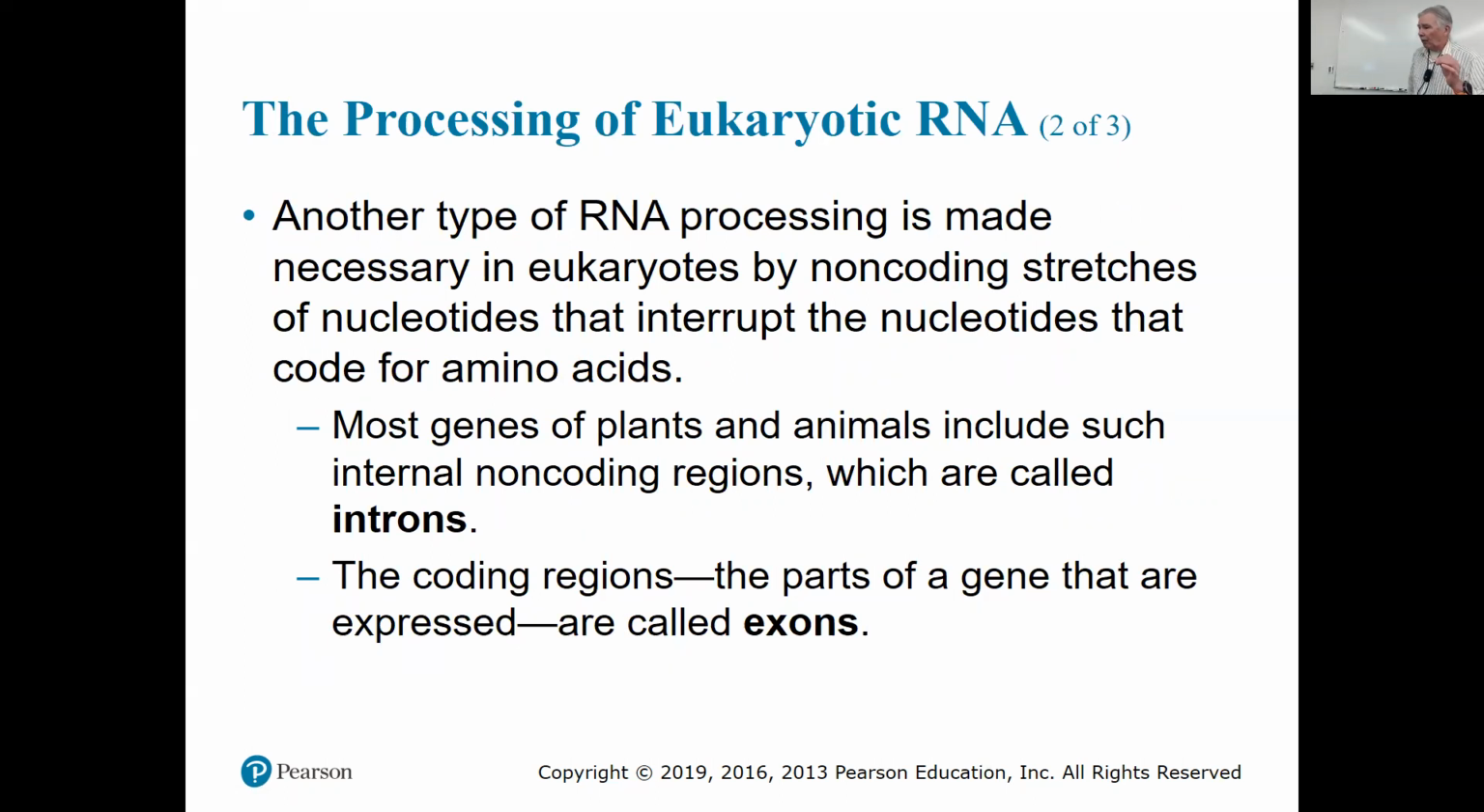Another type of RNA processing is necessary in eukaryotes because of non-coding stretches of nucleotides that interrupt the nucleotides that code for amino acids. It was bizarre when it was first discovered that most genes of plants and animals include such internal non-coding regions called introns. They're nonsense sequences. They don't code for anything. The coding regions, the parts of the gene that are expressed, are called exons. Exons with one X. So it's like you were reading a sentence along and it made sense, and all of a sudden it went to gobbledygook. It had no words, just meaningless letters. And all of a sudden down here, finally, it picks up again where it left off over here. Now it starts making sense and it links up to over here. And so eukaryotic genes are discontinuous. They're mixtures of nonsense regions called introns and coding, sense regions called exons.